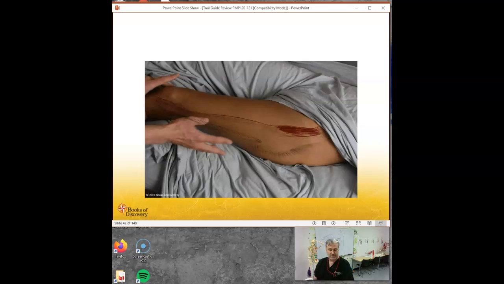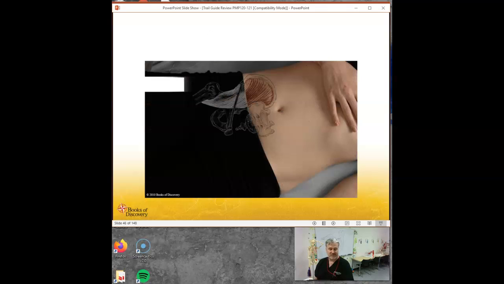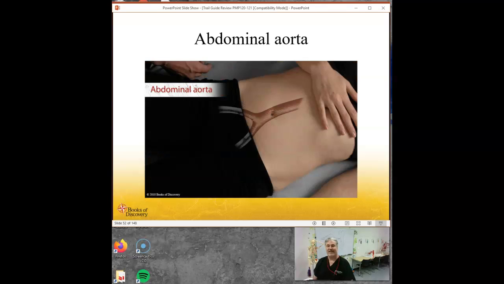What muscle is this? The tensor fasciae latae. And what's its tendon? The iliotibial band. Beautiful. What muscle is this? The iliacus. Yes. What muscle is this? Psoas major. Yes. Where do they both insert? Lesser trochanter. Yes. What main action do they both produce? Flex the hip. Yes.